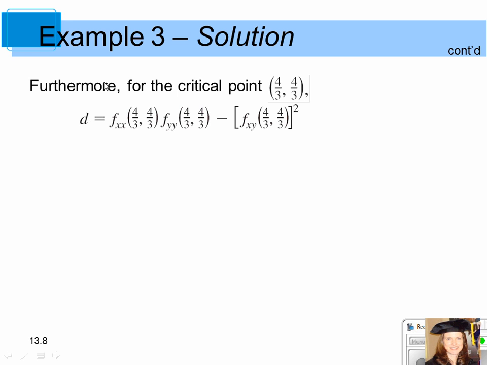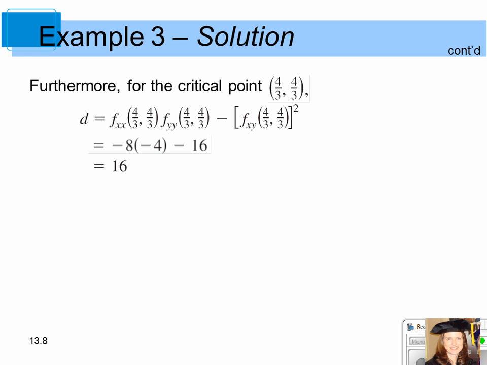Okay, now you also need to evaluate the d for the other critical point, 4/3, 4/3. So you take the higher order partial derivatives and evaluate them at 4/3. The second partial with respect to x evaluated at 4/3 is negative 8. The second partial with respect to y evaluated at 4/3 is negative 4. And the mixed partial is 4 squared, you get 16. So we're going to multiply negative 8 times negative 4 and subtract 16, and that gives us a positive number.